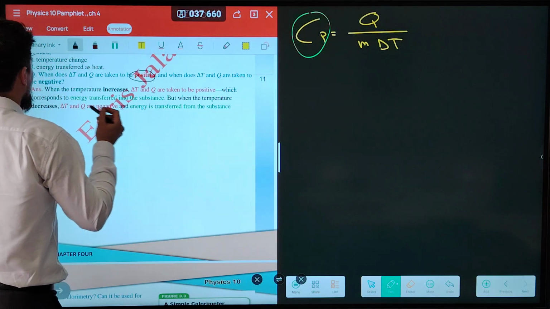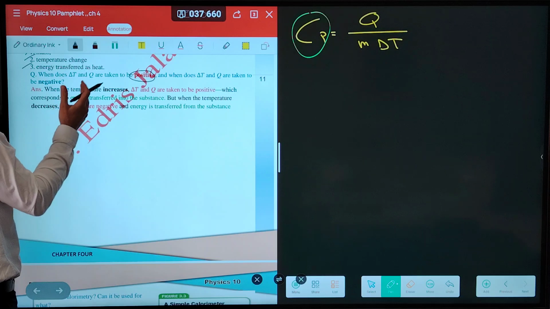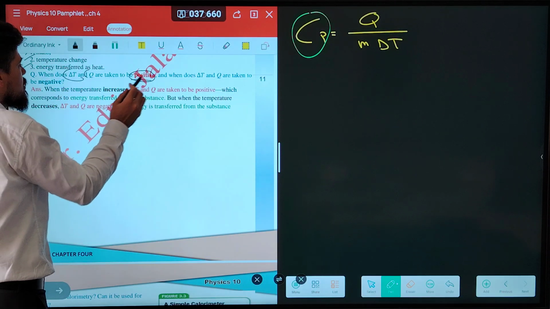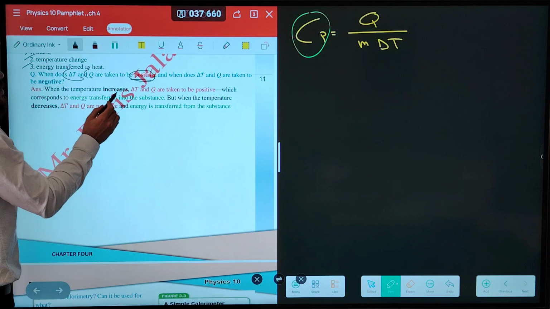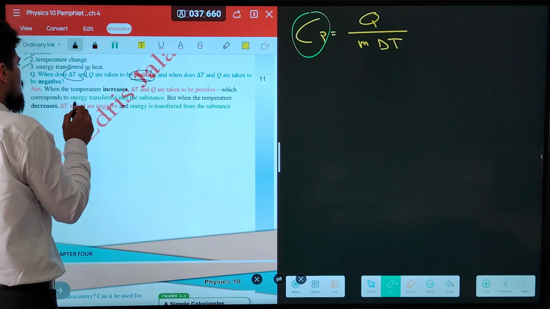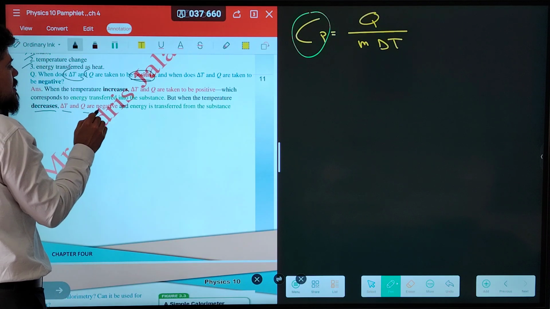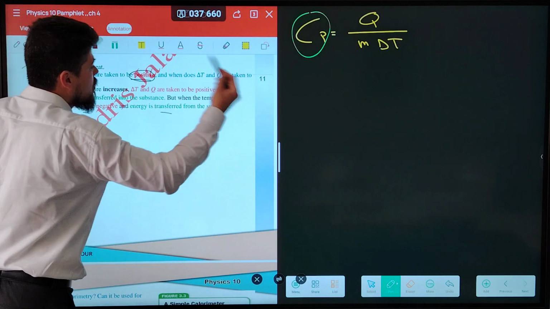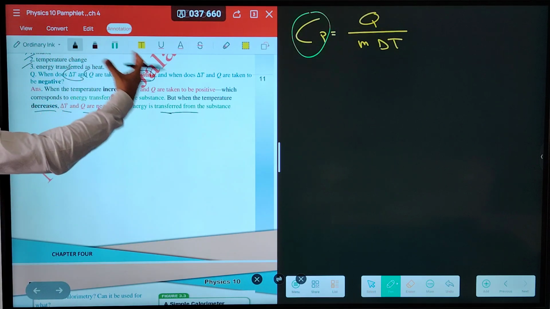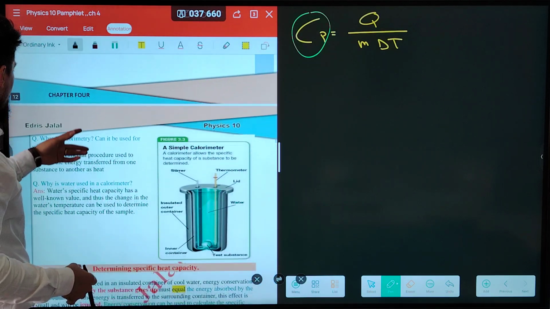And when does Q taken to be negative? So in this question, we have two parts. The first part, Q and delta T are positive when the temperature increases, which corresponds to the energy transfer into the substance. But when the temperature decreases, delta T and Q are negative, and energy transfers from the substance. It means that the substance releases energy as heat.